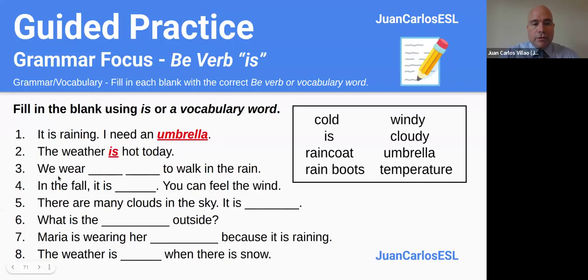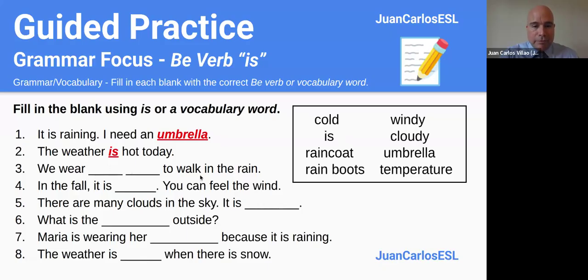Number 3, we wear blank blank to walk in the rain. So this right here, 2 spaces, 2 missing spaces, that tells us that there are 2 words that go one in each space. So look at your word bank, see which one corresponds. Aquí nos dice que son 2 palabras que corresponden a esta oración. Entonces vamos a tomar en cuenta la caja del banco de palabras, a ver cuál de estas opciones tiene 2 palabras incluidas. Entonces vemos que rain boots son 2 palabras separadas.